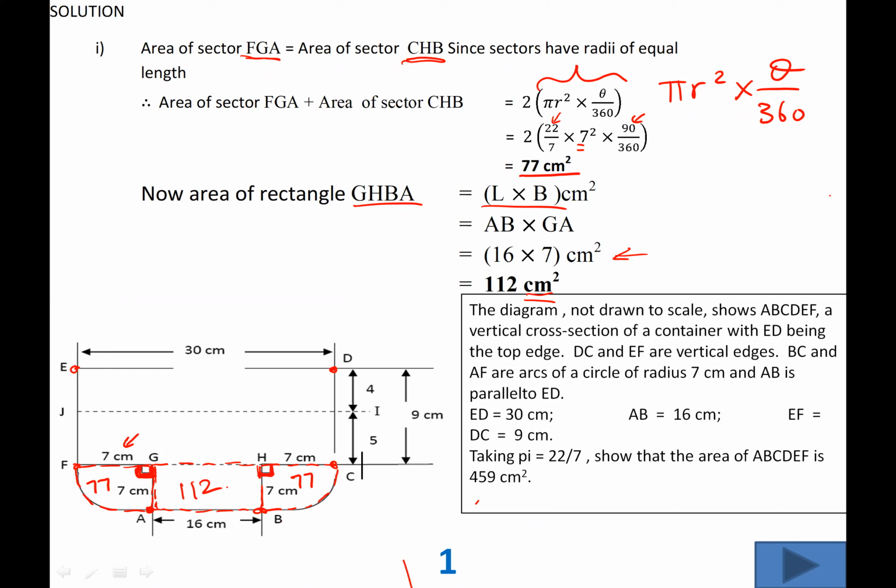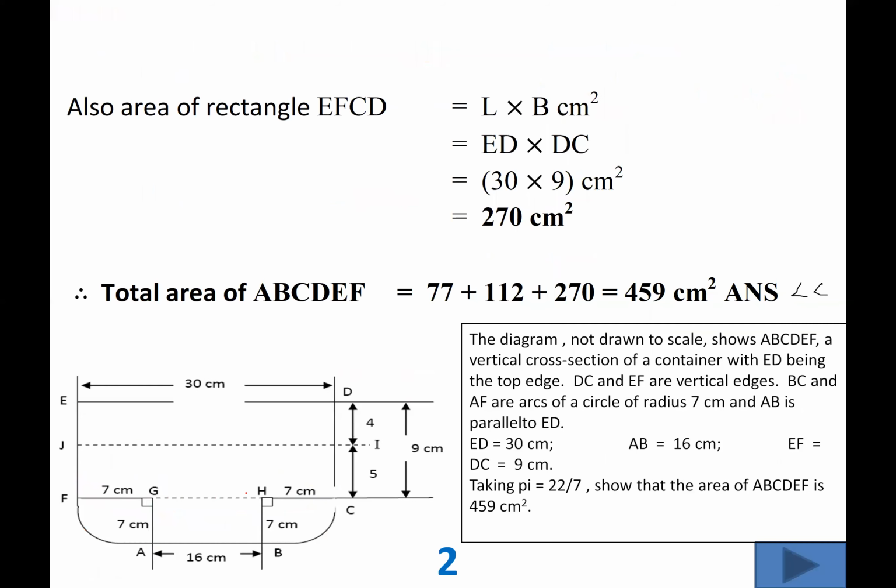So finally, the last area to make up the whole shape, A, B, C, D, E, F, will be the area of the big rectangle at the top. That'll be the area of E, F, C, D.